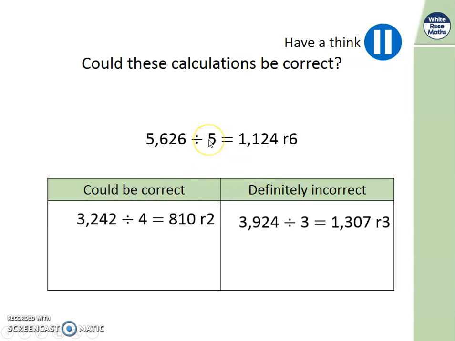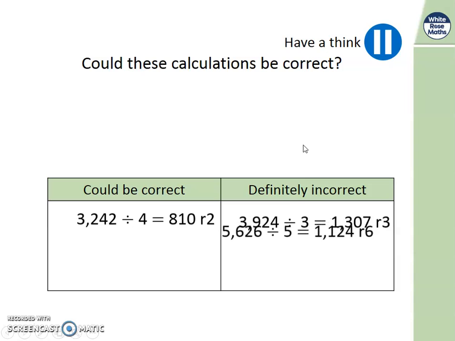This one, we're dividing by 5, and it says that it has a remainder of 6. Is that possible? Can the remainder be bigger than that? Well, no, because that remaining 6 could make one more group of 5 with 1 left over. So that is definitely not correct.